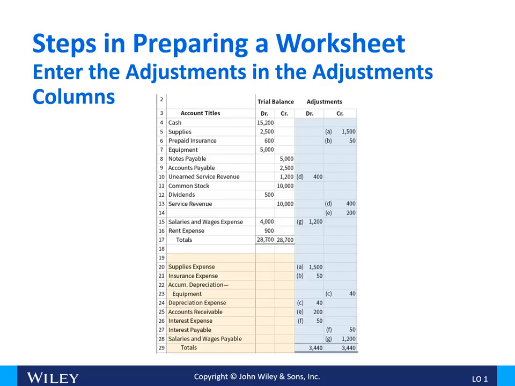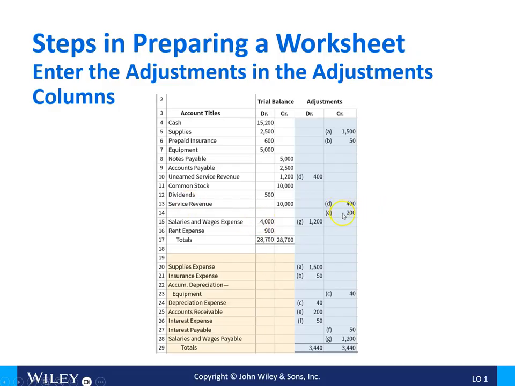Okay, the way you read this is we've got these A's, B's, all the way through. If you match those up, you can match up the debits and credits. So for supplies expense, we debited that 1,500. We noted that with an A. If we find the A up above, it goes to supplies. We credited supplies 1,500. So that's that entry. So you can continue down and see those.